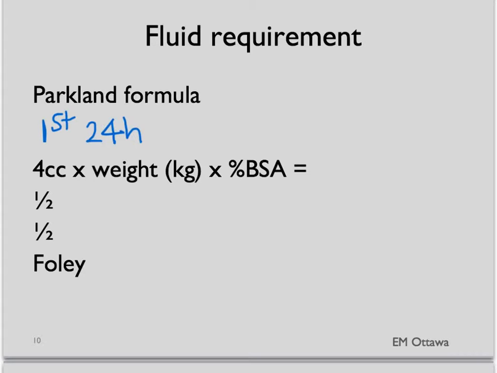So in the first 24 hours, they should be getting 4 cc times their weight in kilograms times the percentage of total body surface area that's burned, over a second degree burn. That total number will be in cc, and half of that should be given in the first 8 hours post burn, and the next half is given over the next 16 hours. And we often put in a Foley catheter to monitor the urine output to guide our fluid resuscitation.